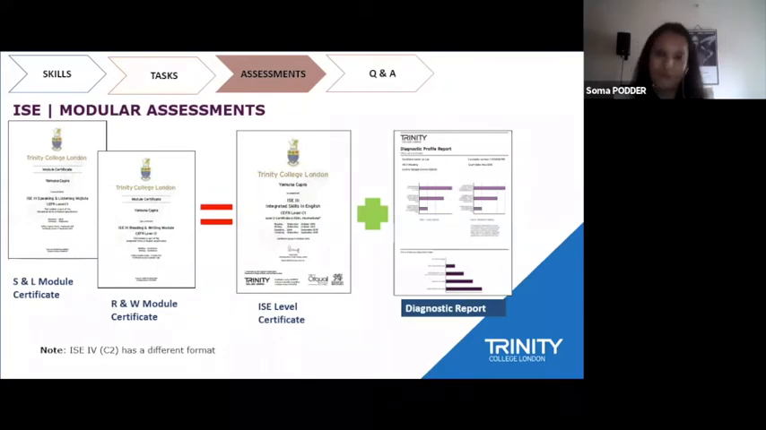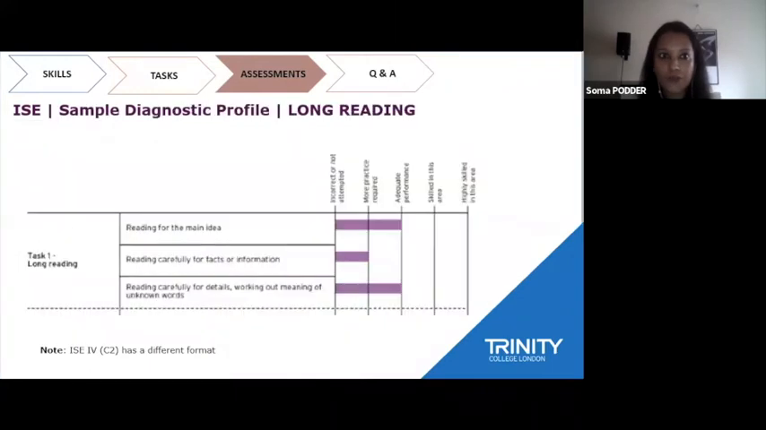Along with your final IC level certificate, each candidate also gets a diagnostic profile report. This again is brilliant, because this is one thing that helps not just candidates but their trainers and their teachers to focus on which areas candidates need more focus on. This profile report breaks every skill, every part of the exam, down to skills and subskills and shows where you need to focus more. I want to show you what it would look like.